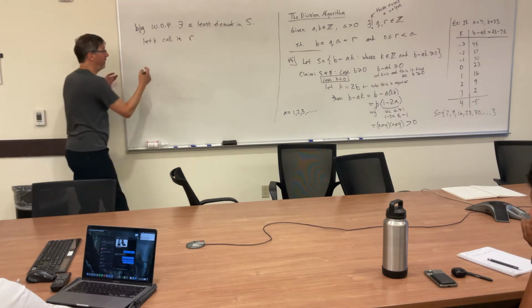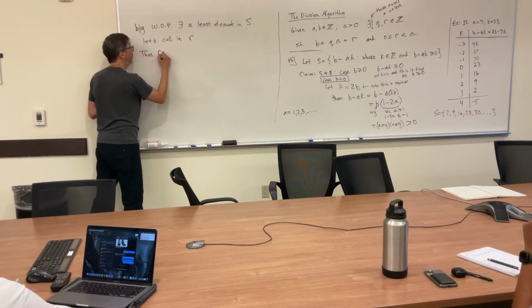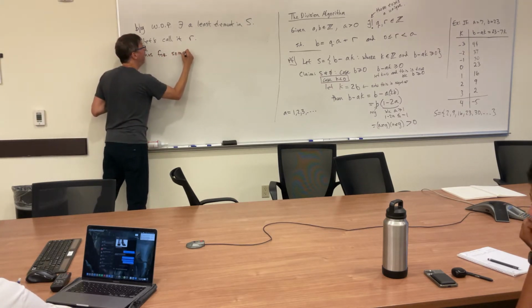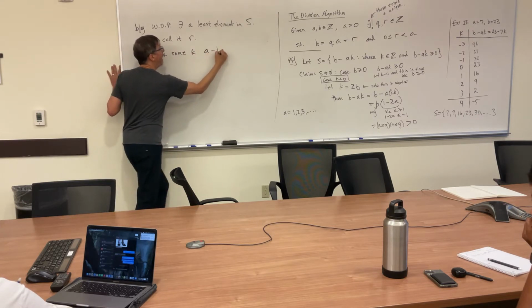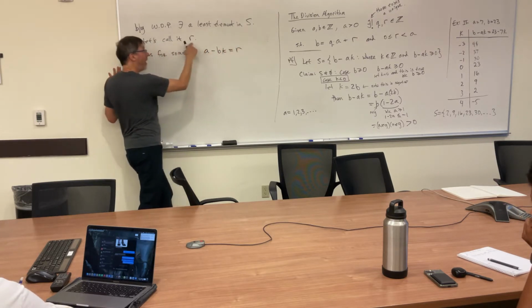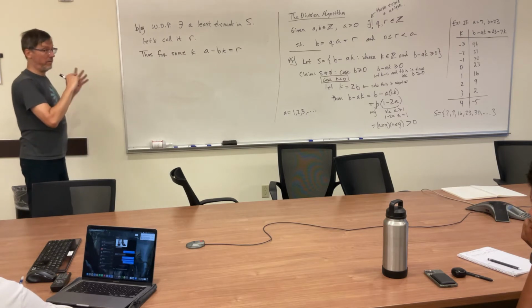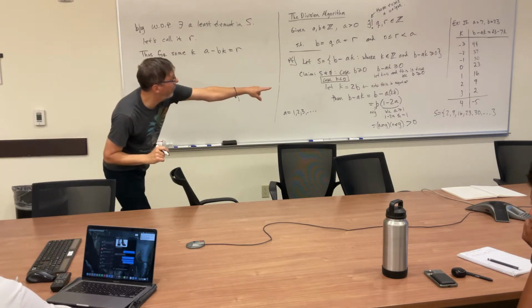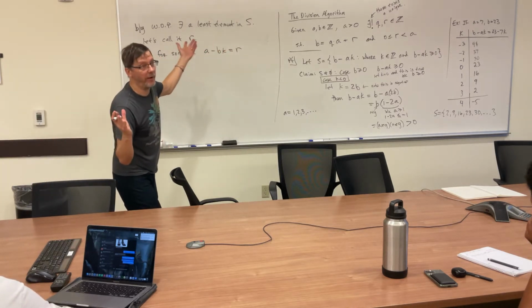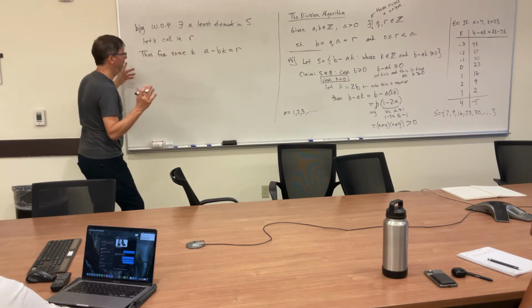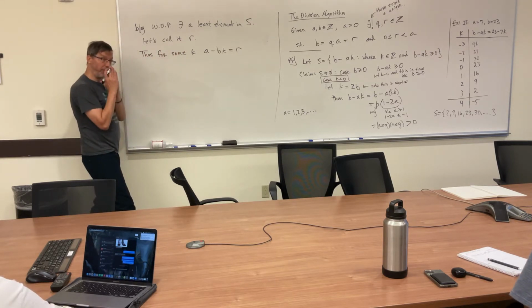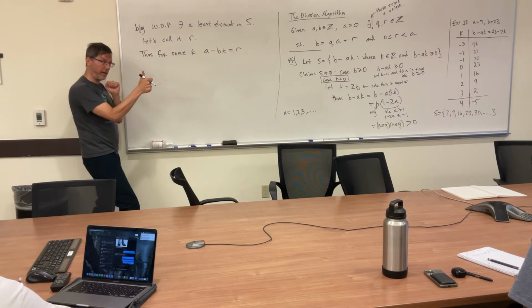So that means for some k, a minus bk is equal to that r. Over here, the k was 3, but we don't know what it's going to be in general. Is this making sense? You good, Diana? Yeah.